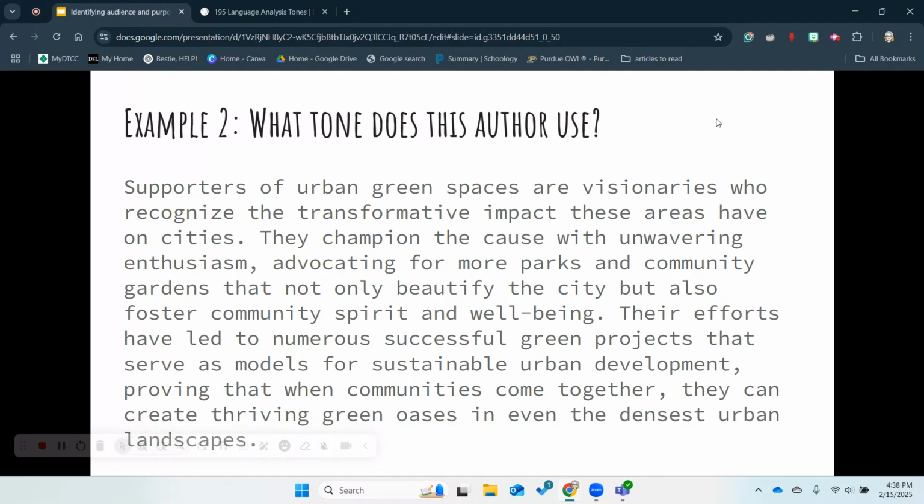Supporters of urban green spaces are visionaries who recognize the transformative impact these areas have on cities. They champion the cause with unwavering enthusiasm, advocating for more parks and community gardens that not only beautify the city, but also foster community spirit and well-being. I shouldn't be reading it with a tone, should I? I might be giving it away. Their efforts have led to numerous successful green projects that serve as models for sustainable urban development, proving that when communities come together, they can create thriving green oases in even the densest urban landscapes.